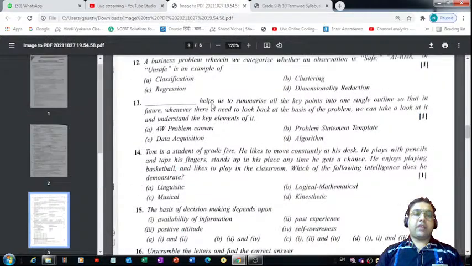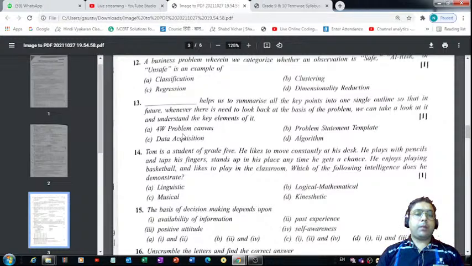Dash helps us to summarize all the key points into one single outline, so that in future, whenever there is a need to look back at the basis of the problem, we can take a look at it and understand the key elements of it. So what is the correct answer to this one? Can anyone tell me? It is not 4W problem canvas. It is problem statement template. There's a difference between these two things. I hope you know about it. If you don't know, let me help you with this.